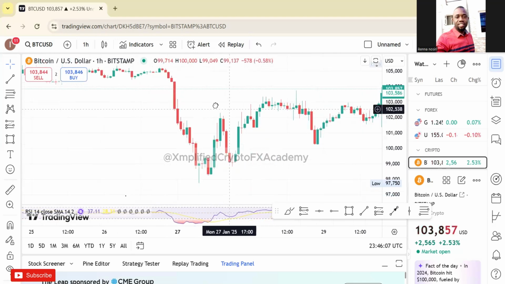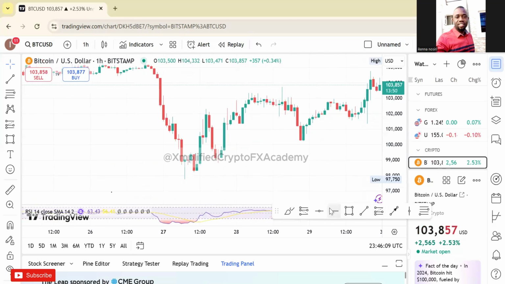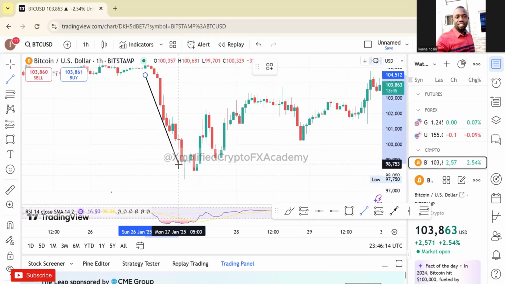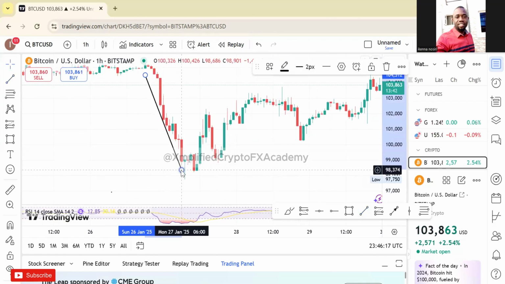Whenever a market is falling, falling, falling, let me use a trend line. Market is falling, isn't it? There will be a time that the bulls will say no, guys, we are tired of this nonsense. That means this kind of downtrend. I'm trying to simplify it in a way you guys will understand.